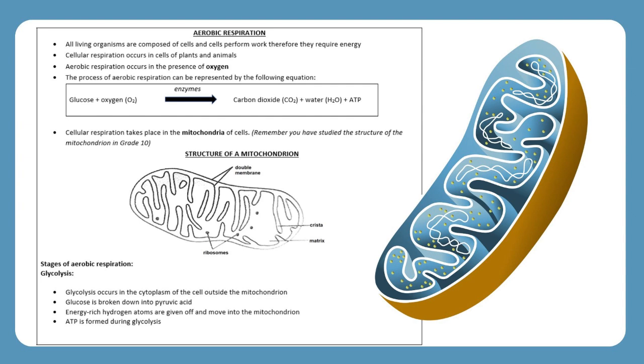Structure of a mitochondrion. Stages of aerobic respiration. Glycolysis. Glycolysis occurs in the cytoplasm of the cell outside the mitochondrion. Glucose is broken down into pyruvic acid. Energy-rich hydrogen atoms are given off and move into the mitochondrion. ATP is formed during glycolysis.